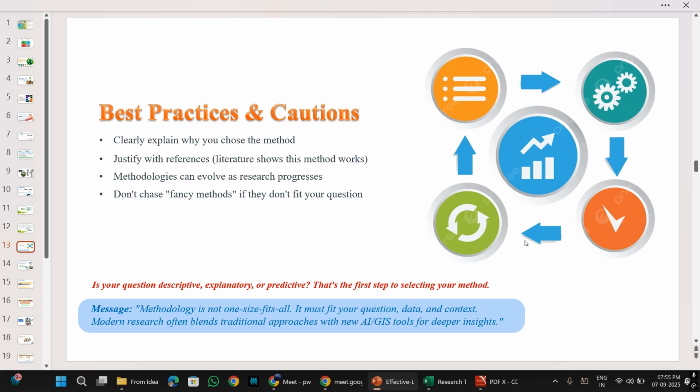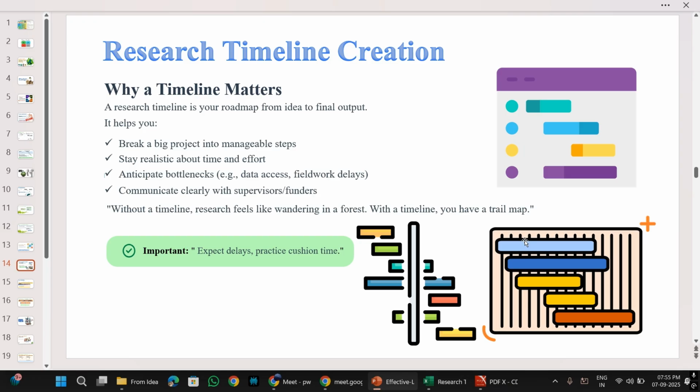Modern research often blends traditional approaches with new AI or artificial intelligence or GIS tools for deeper insights. Also, to evaluate your environment back in past how it was. So often GIS as well helps, or remotely sensed data as well helps.